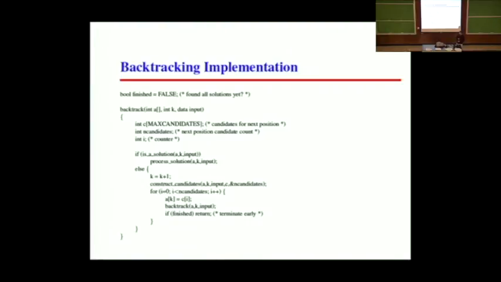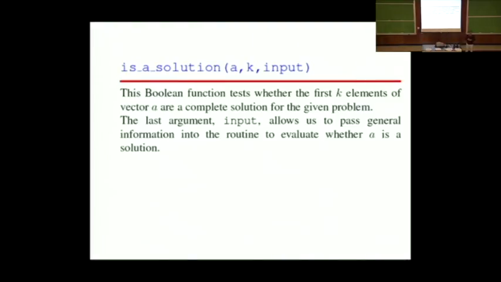Let me go through to make sure we're talking about the same thing. I said that this is going to do any search problem, and all you've got to do for your particular problem, be it traveling salesman or Sudoku, is specify what these three routines are. Those are going to be problem specific. Let's look at these things. What does is-a-solution do? It's a Boolean function. It returns true or false. Is the current solution vector a complete solution to something?